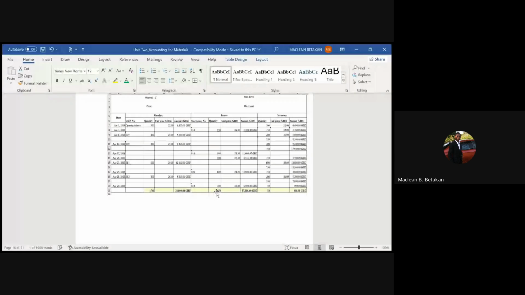All right. So any question on this? If not, then we'll go to weighted average.